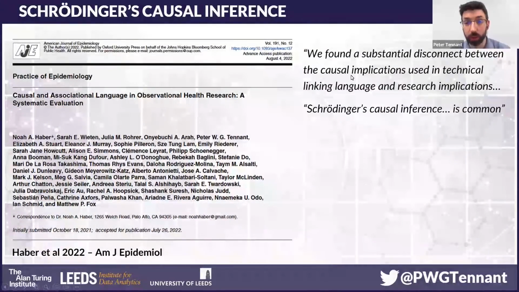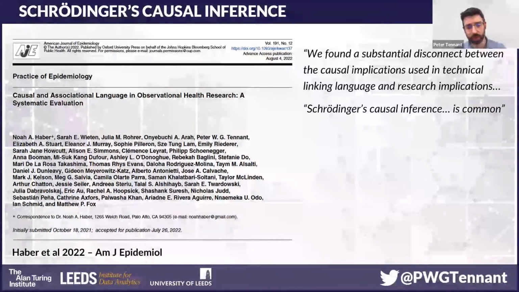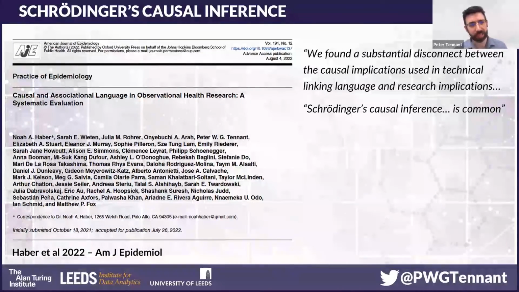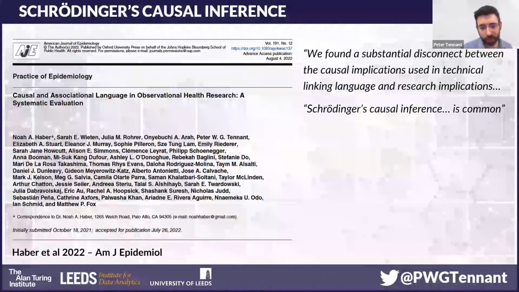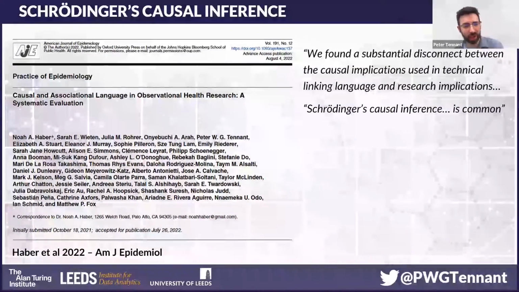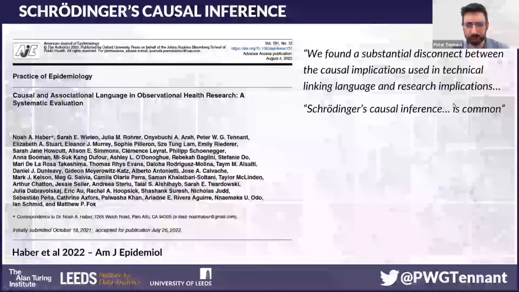And we found a substantial disconnect between the causal implications used in the technical linking language, in other words, in the kind of methods and discussion, and the research implications, in other words, in the discussion and the abstract. And so this problem of Schrodinger's causal inference is common. But when you think about it scientifically, it's ridiculous for us to be saying, on the one hand, these results shouldn't be interpreted causally, and then on the other going and making overt causal inferences.